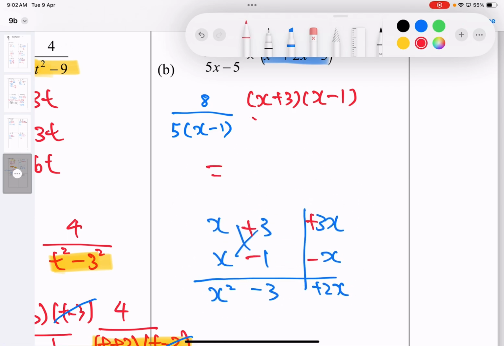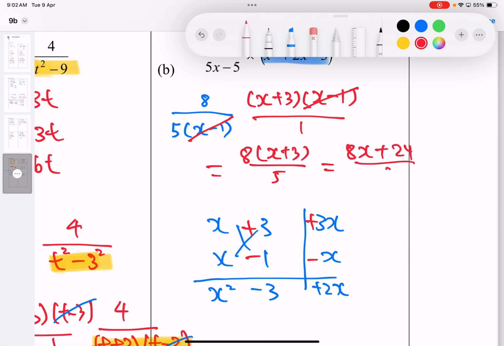Okay, so next, cancel the same thing at the top and bottom. Do you notice that I have an x minus 1 here? I also have an x minus 1 here. So same thing, I will cancel them away. Cancel, cancel. So my final answer, x divided by 5. Multiply back, 8x plus 24 over 5. That's my final answer. I leave it as this.